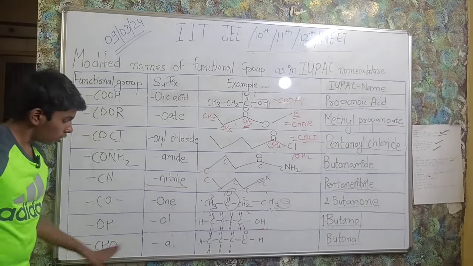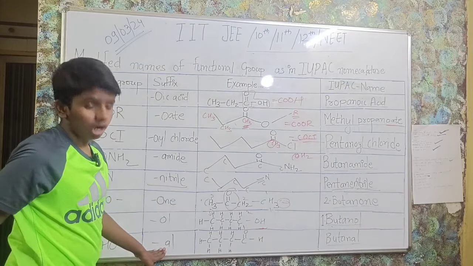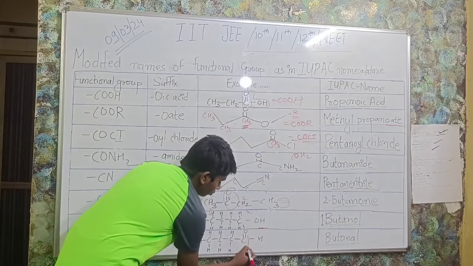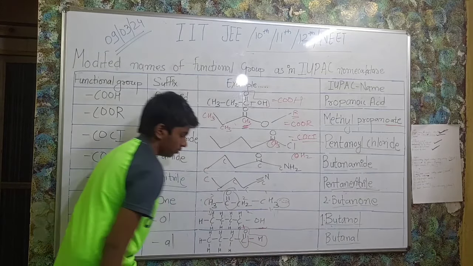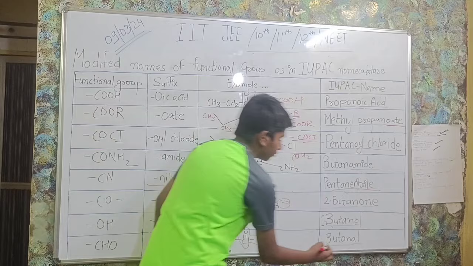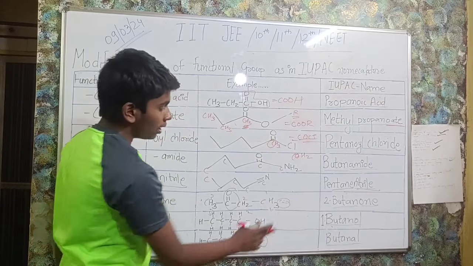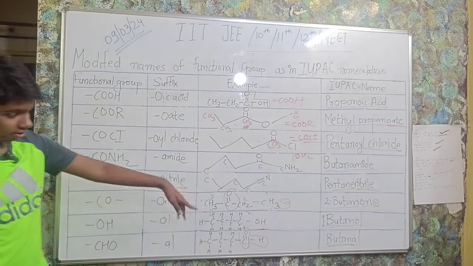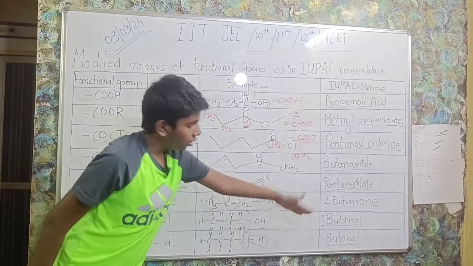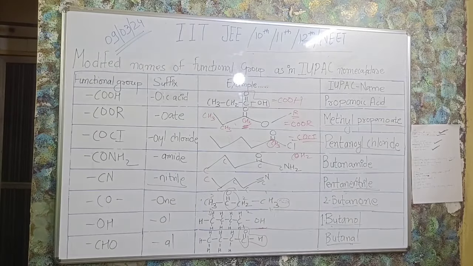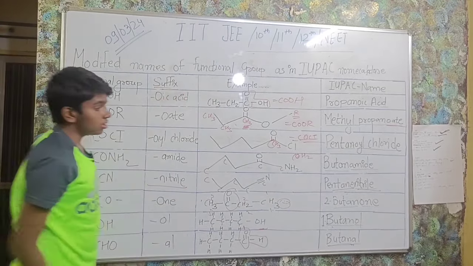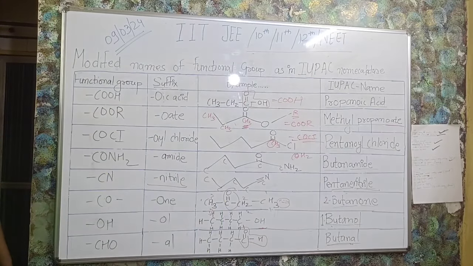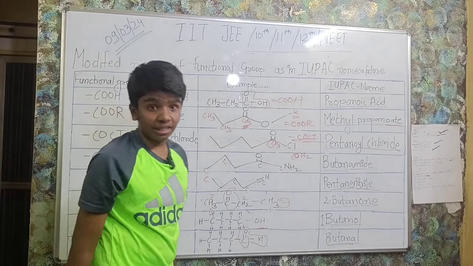Now the next one is CHO, and here the suffix is al. Next is a structure. For the structure we can guess in this part: the green part is your root word and the red part, al, is your suffix part. This is the most important, and it also comes in exams, to identify and write the IUPAC name.